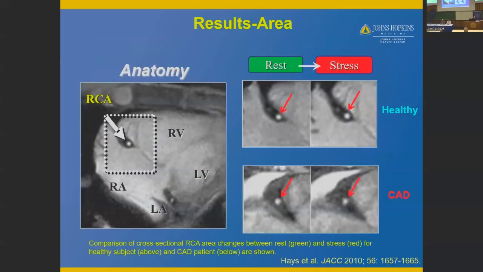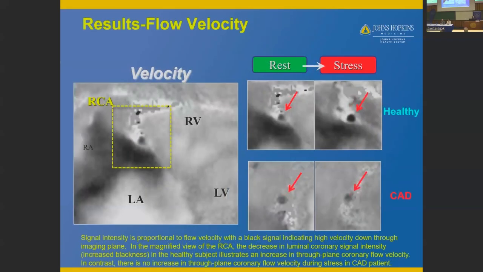In terms of results of our initial paper, which was quite a few years ago at this point, this shows the coronary artery at rest and during stress in a healthy individual, and no change in coronary area size with isometric hand grip stress in someone with CAD. We also looked at changes in coronary velocity down the coronary. You can see an increase in intensity of pixels in a healthy person, showing an increase in velocity and flow down the coronary artery, and no change in someone with coronary artery disease.